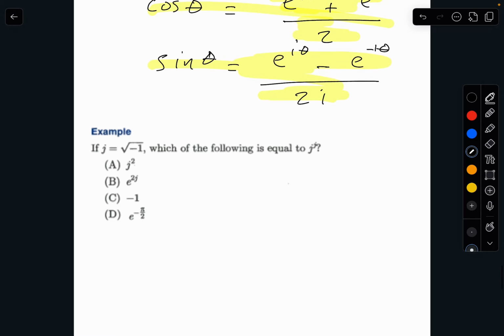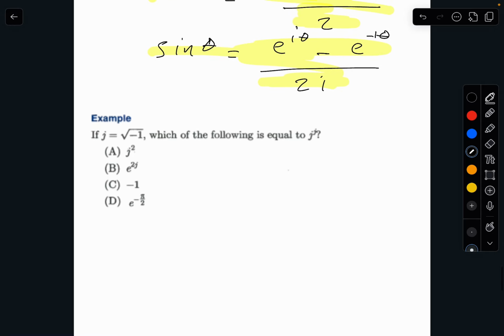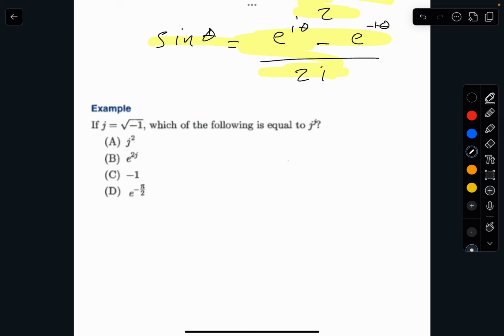If i is equal to the square root of minus 1, which of the following is equal to i to the power i, or j, whatever he names it. So that's easy, guys. Let's analyze this. So this is basically 0 plus i, to the power i. But let's keep that away for a bit.